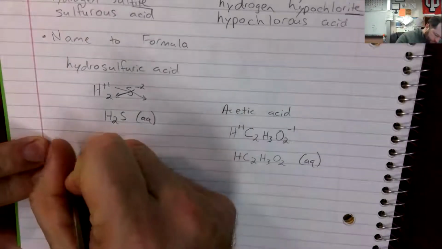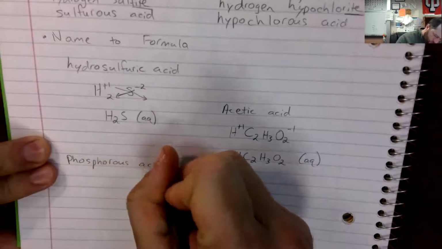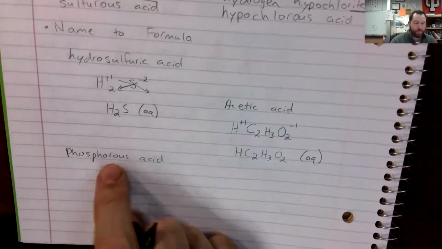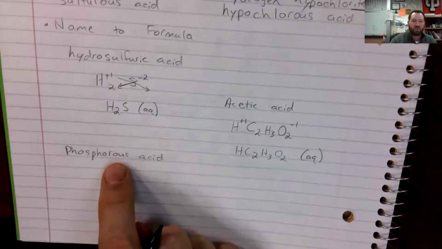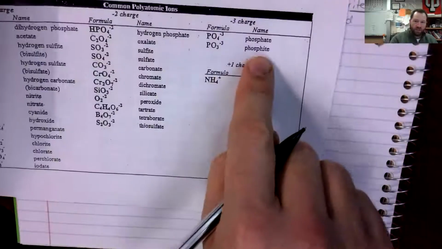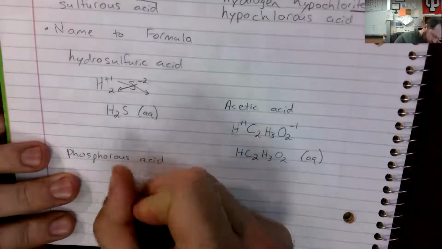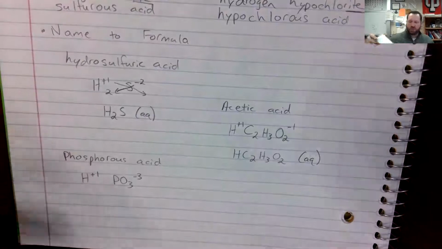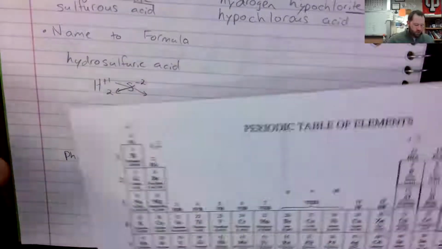Finally, one last one. Phosphorus acid. Man, it looks a heck of a lot like phosphoric. Just that one letter difference. We got to catch that. It's OUS. So OUS becomes phosphite. So here's phosphite, PO3 negative 3. That's our anion. And hydrogen's always going to have a +1 charge. Hopefully we have that above. Hydrogen always has that +1 charge.